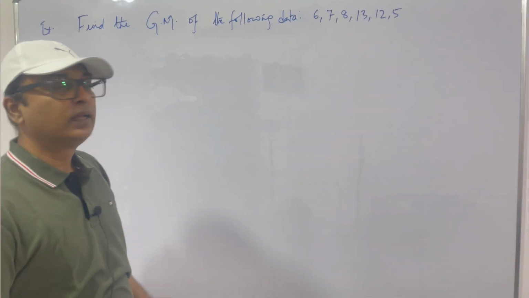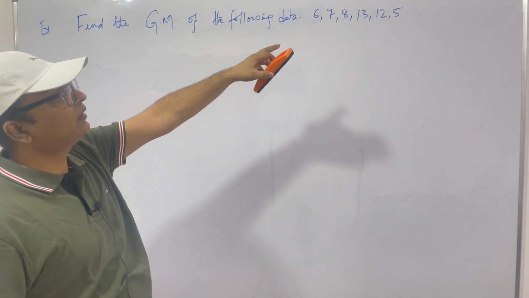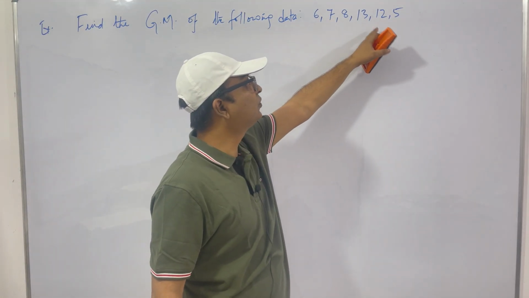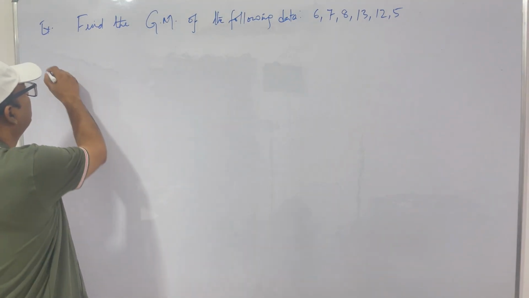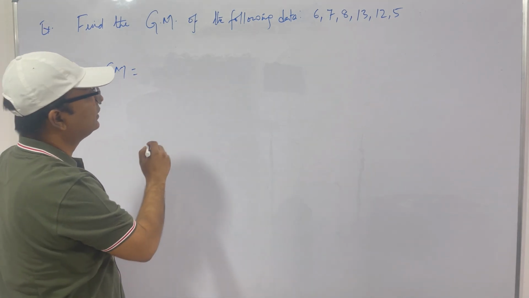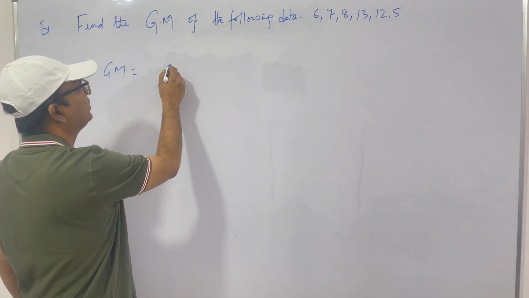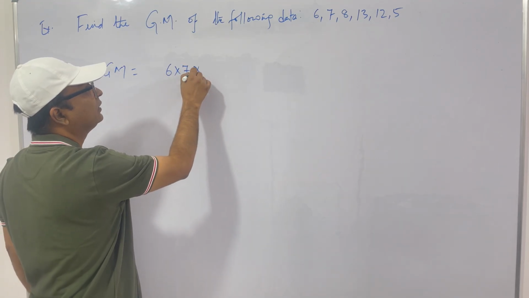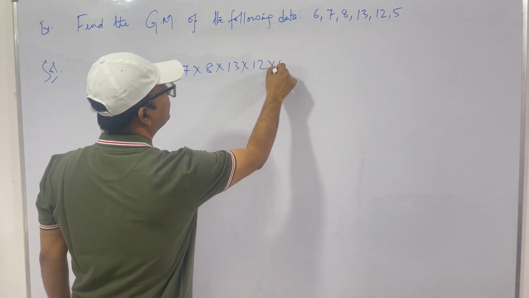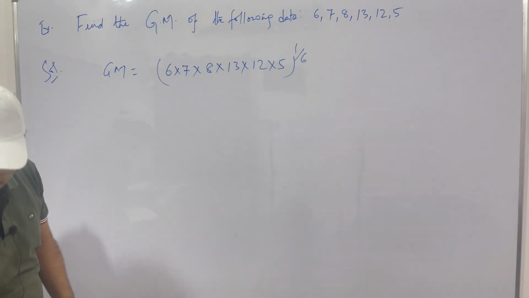What about the value? Let's find out the geometric mean of the following data: 6, 7, 8, 13, 12, 5. So there are altogether 6 data. See, 1, 2, 3, 4, 5, 6. How do we find the geometric mean? There are 6 data, so we'll have to take the 6th root. That is 6 into 7 into 8 into 13 into 12 into 5, then to the power 1 by 6. This is the geometric mean.